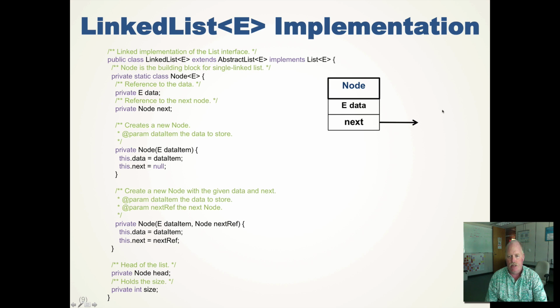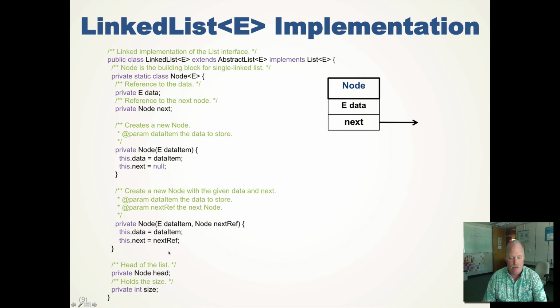So here's a graphical representation. We have the node, we have the data we're storing, and we have the pointer to the next node in the list. Now if that next pointer is null, that means that this node is at the end of the list. Now we need two ways to create the node. So we have a simple single parameter constructor where we set the data item to the parameter. We set next to null. We have a 2-parameter constructor where we supply the data item and the next node for this node. We assign the data item to data and we set next to the next reference.